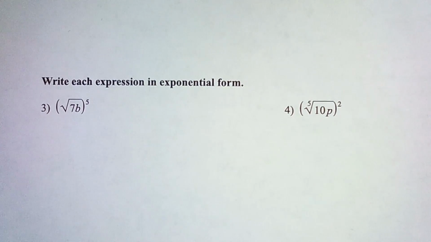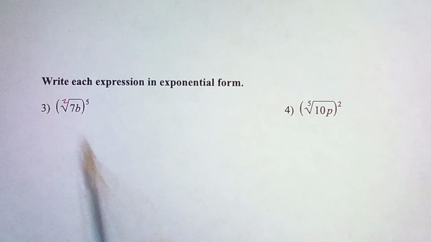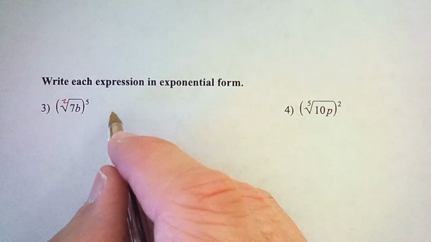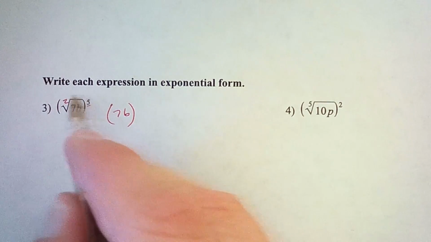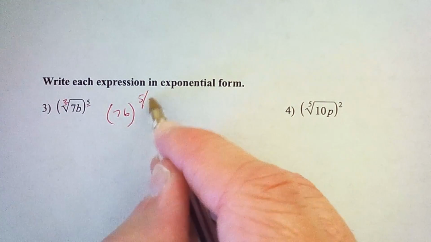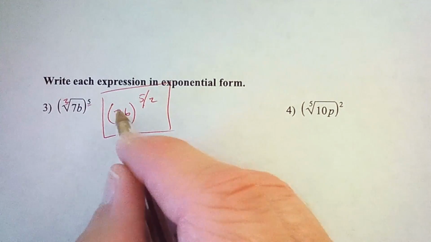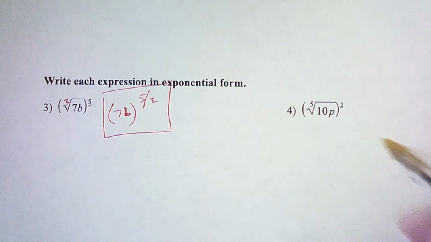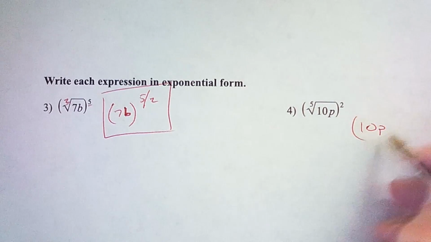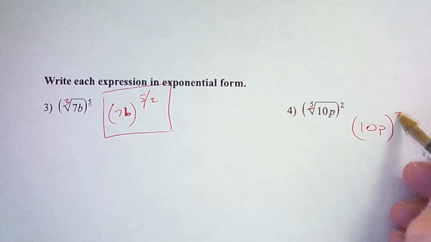Next, we're going to rewrite in exponential form. Okay, so here the index is 2. The index is always the denominator in the exponent form. So I have 7b, and I want to raise that 7b to the 5 halves power, to the 5 over 2 power. So we have 7b to the 5 over 2, and we want to keep that 7b in parentheses. So the 7 and the b both are raised to the 5 over 2 power. Here we have 10p raised to a power. The index is the denominator, so that's going to be 2 over 5, to the 2/5 power.